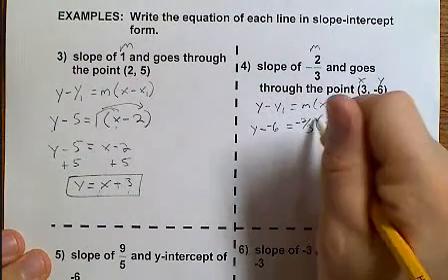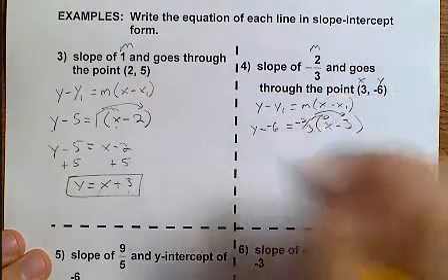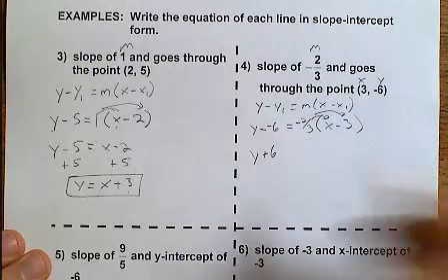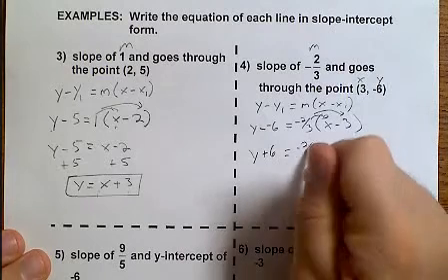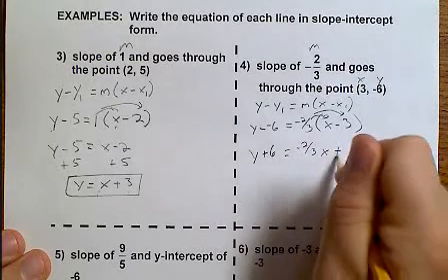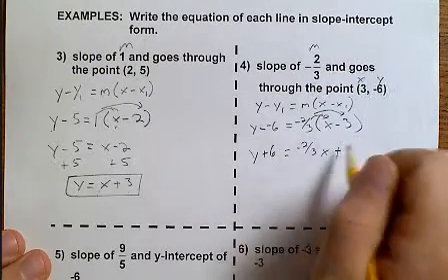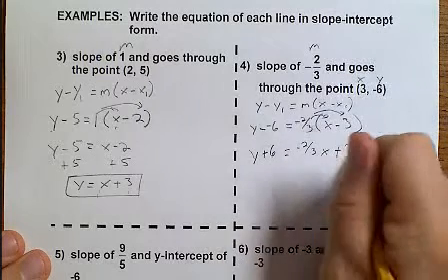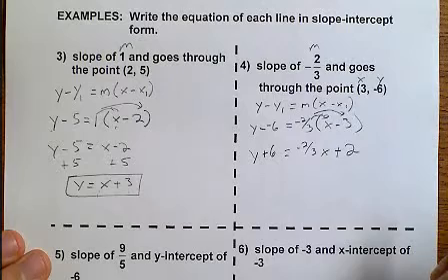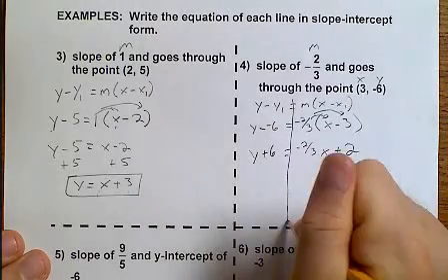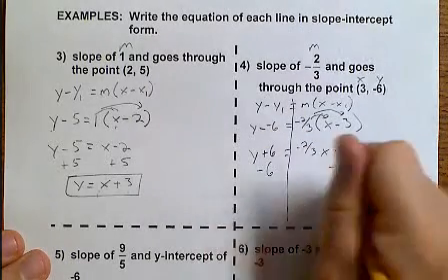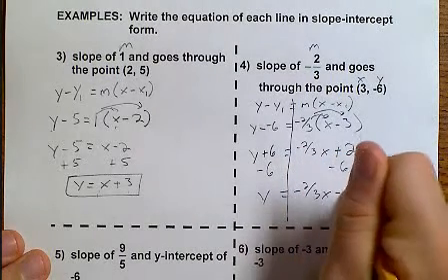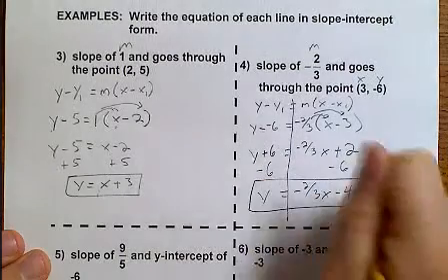Now we do our distributing. Well, minus the negative is really a positive, so I'm going to write that as plus 6 equals negative 2/3 x plus, because our negative times a negative makes a positive. 2 times 3 is 6, divided by 3 is 2. Now subtract 6 to get x alone. Y equals negative 2/3 x minus 4. And we're done.